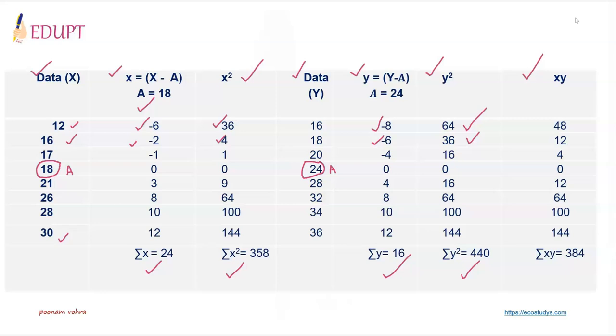Then have the multiplication of deviations of x and y. That means multiply minus 6 into minus 8. That is 48. Again, minus 2 into minus 6 is 12. And that is how you complete the series and have its summation. Sigma xy is equal to 384. Next would be to apply the formula.